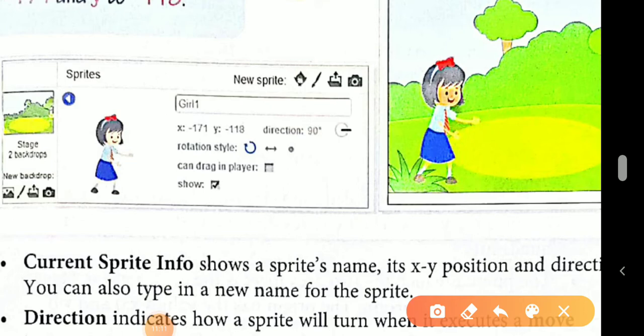So here you can easily see your x-axis is equal to minus 171 and your y-axis value is minus 118 and the direction of your sprite is 19 degrees. Okay, so this is your current sprite information, and this is the sprite name girl 1. So you can easily see it in your sprite information.